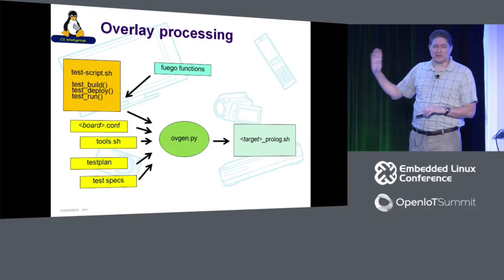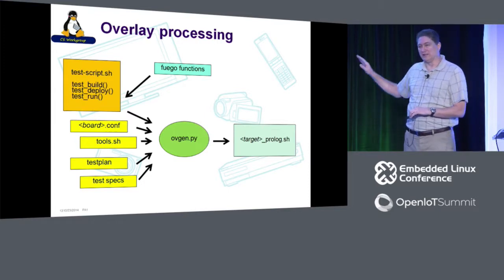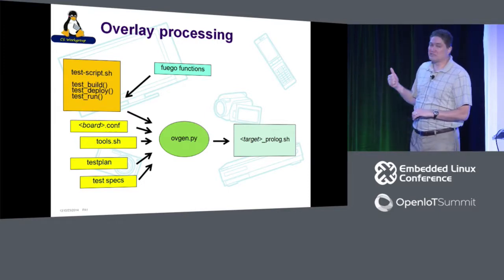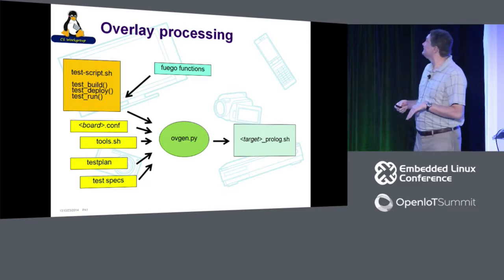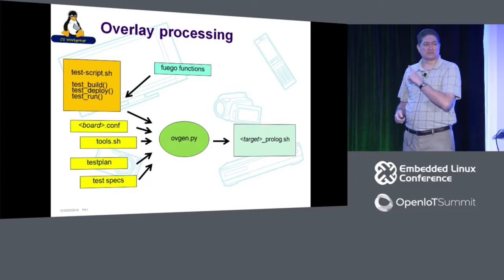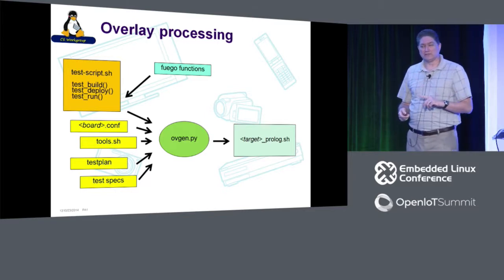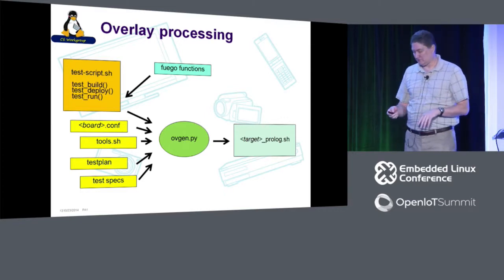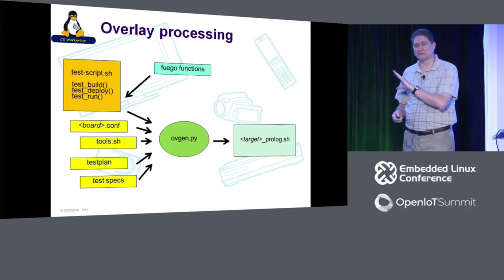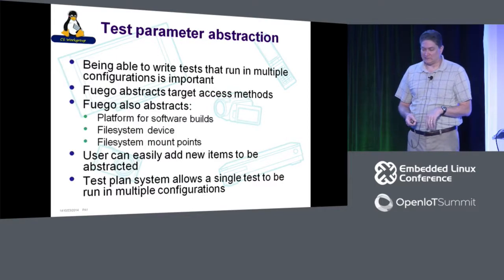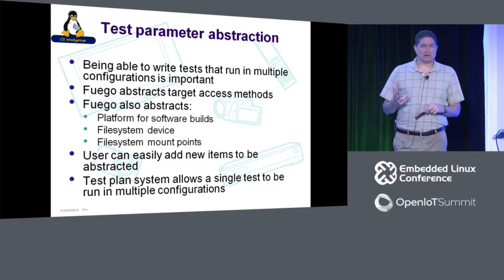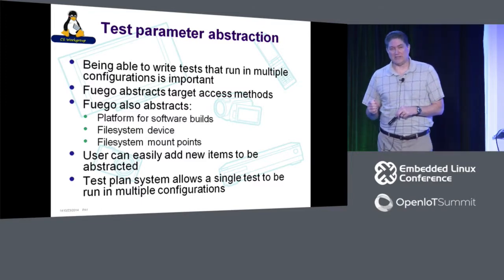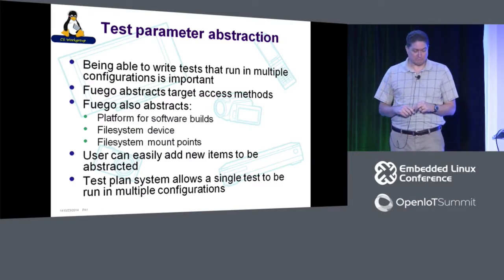All of that is generated using a Python program. You don't have to know Python, but under the hood there's a Python program that generates a single shell script called the Prolog shell. I have no idea why it's named Prolog, but that is the script that will actually run and do a bunch of things to your target to prepare it for the test, to deploy the actual test program, and actually execute the test. So the test parameter abstraction is really important, and it's key to how Fuego operates.